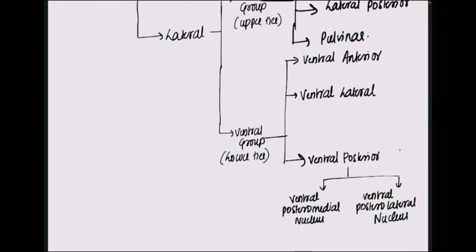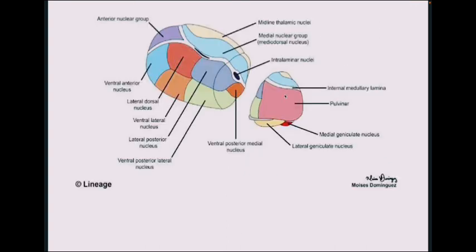The ventral posterior is again divided into two. The nuclei that lies medial is known as the ventral posteromedial nucleus, and the nucleus that lies lateral is known as the ventral posterolateral nucleus. In the diagram, we can see that the thalamus is divided by a Y-shaped internal medullary lamina into three nuclear groups: the anterior nuclear group, the medial nuclear group, and the lateral nuclear group. The anterior nuclear group contains a single nucleus known as the anterior nucleus. The medial group mainly contains a single nucleus known as the medial dorsal nucleus.